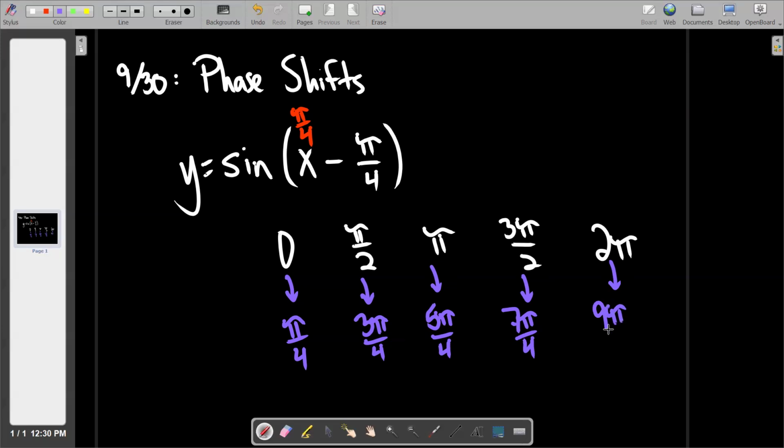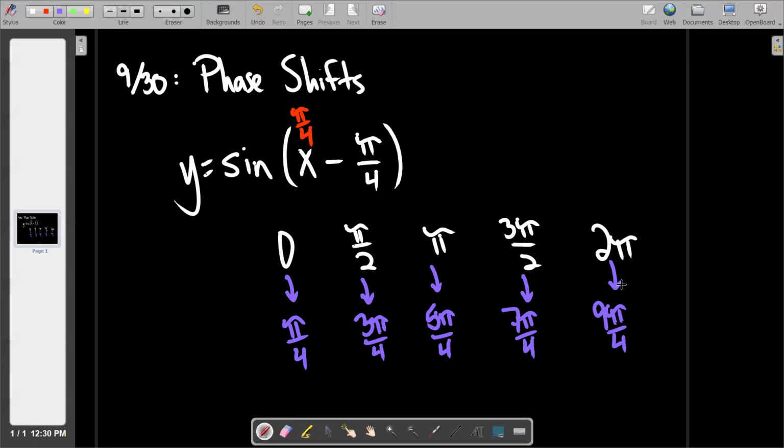9 pi over 4. Good. And that is not pleasant for anyone in the room who might be struggling with the basics as to what is happening. There's a lot of basic math going on there that in a perfect world, we all know, right? In order to add pi over 4 to all of those locations, I had to make a denominator, which is, I'm sure, exactly what you guys did.